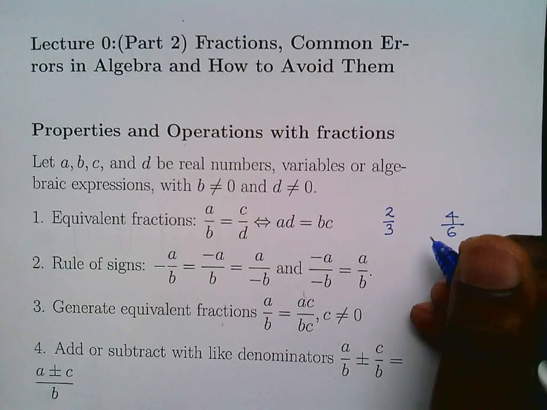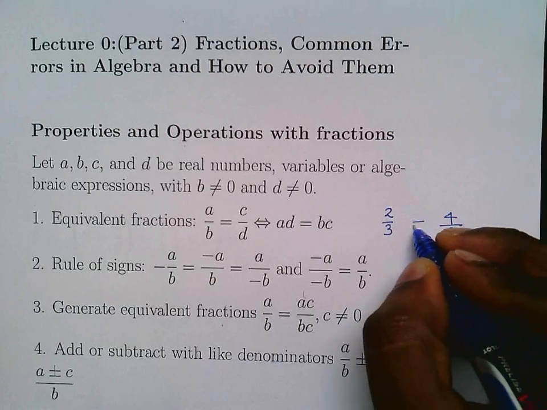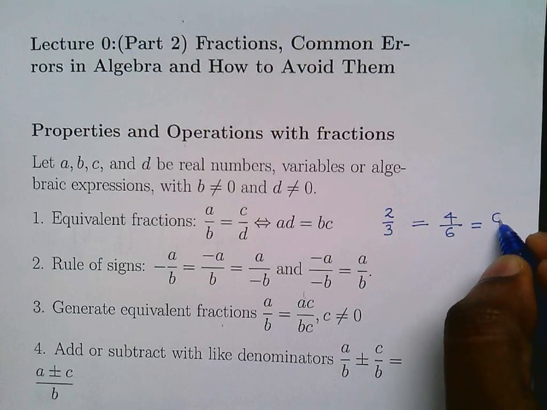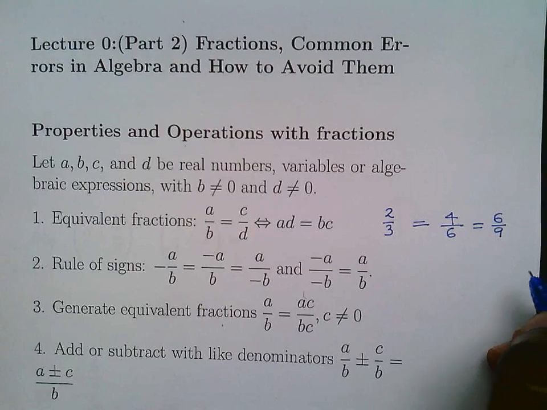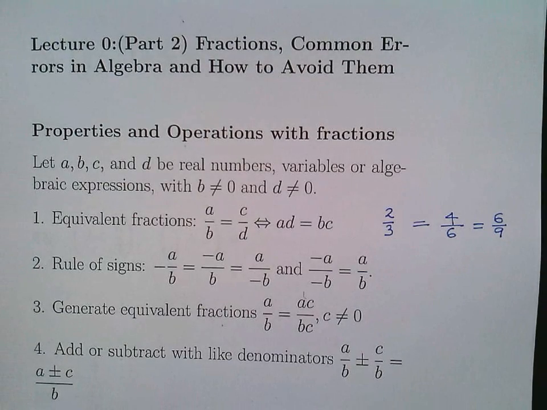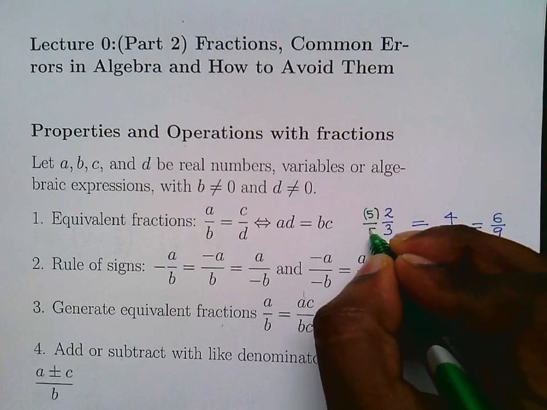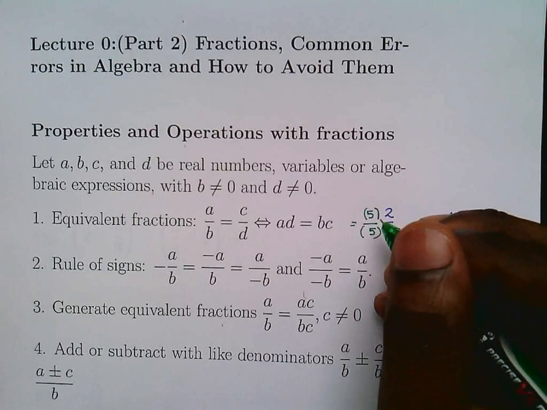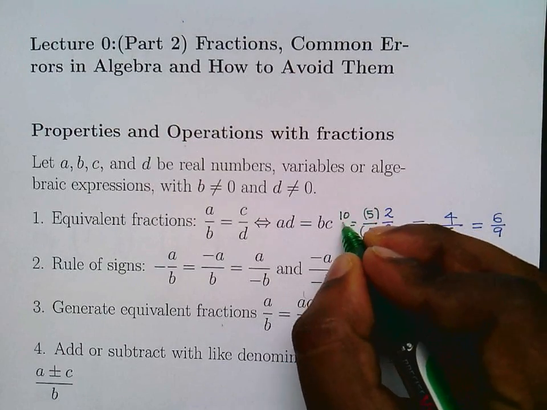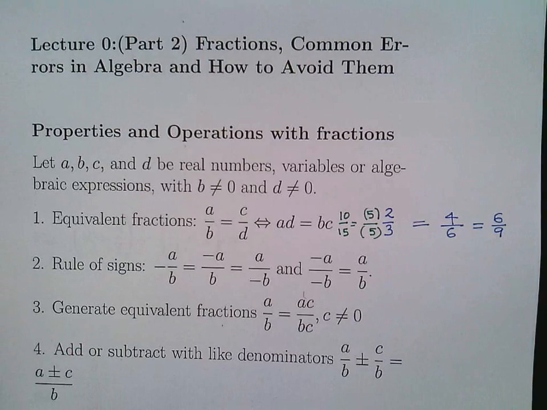Okay, and this is also equal to, let's say, 6/9, and so on. So if you have a fraction and then multiply the top and the bottom by the same amount, let's say 5 and 5, you will still get the same fraction written in a different form, and in this case it's 10/15, and so on. So that's the first thing, the equivalent fractions. So you might use equivalent fractions when you do addition and subtraction of fractions.